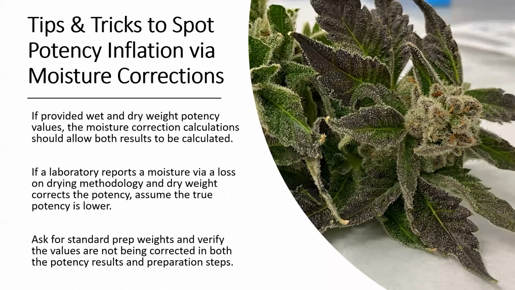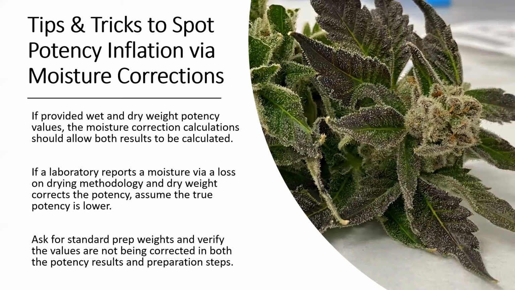Finally, before wrapping up this presentation, I would like to provide some tips and tricks for spotting potency inflation that is directly related to moisture corrections. So there are several states that will allow laboratories to report potency at both a wet weight and dry weight correction. And if this is the case and you are provided with two potency values, the moisture correction calculations presented within this presentation should allow you to convert the results back and forth between the wet and dry weight values using only that reported moisture value.